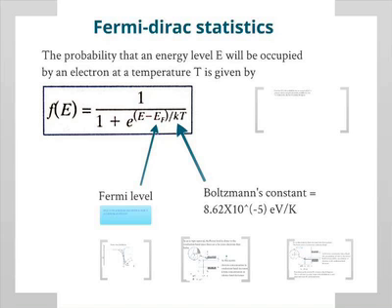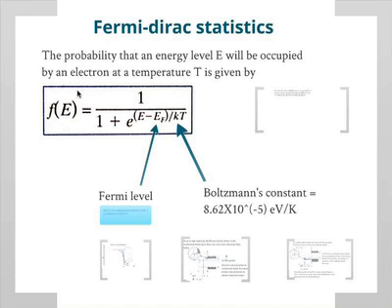Or in the case of a hole, it's the opposite. The energy level is occupied by a hole. Okay? But let's focus on electrons for now. The Fermi-Dirac statistics is essentially a distribution that gives the probability that an energy level, E, is occupied by an electron. Pretty straightforward. And it's given by the equation. That's the so-called Fermi-Dirac function.